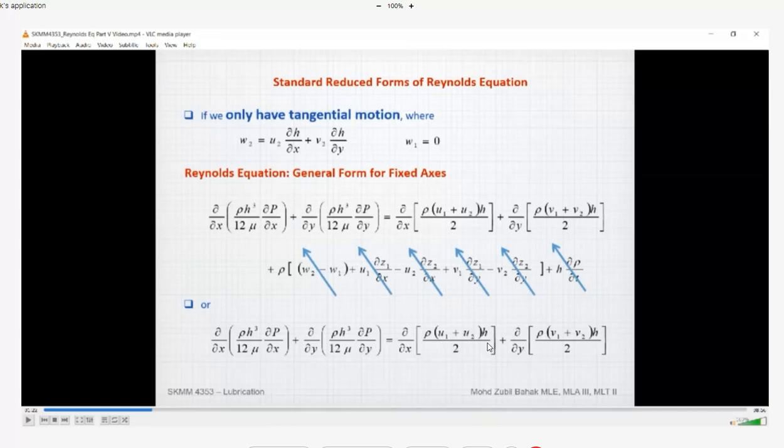So what happened now is that let's make the assumption that the surface at the bottom is fixed. It is not moving. It is fixed at z equal to 0. But we give the opportunity for the second surface, or the top surface, to move. So this is the real condition of the bearing.